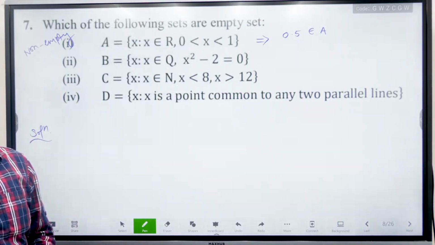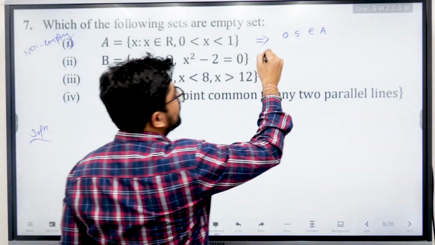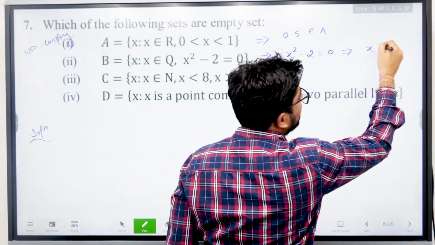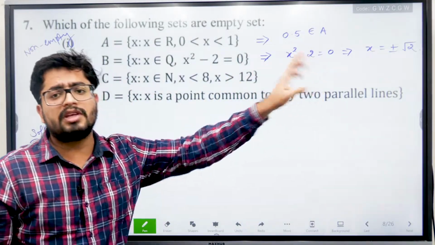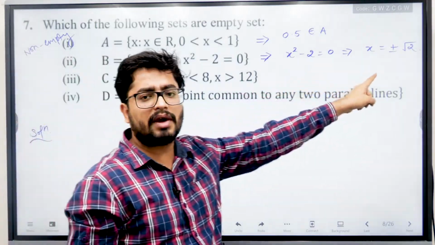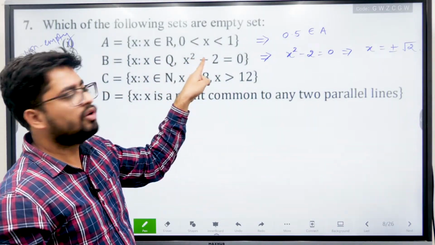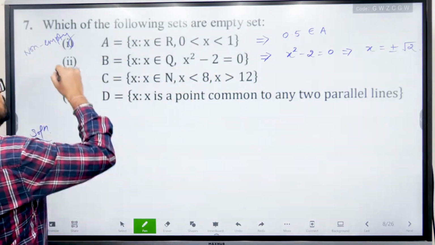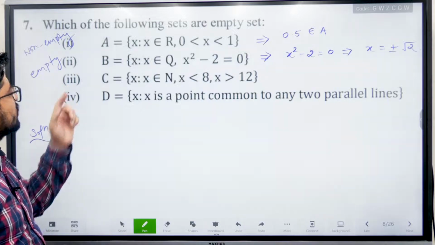X such that x belongs to Q, which stands for rational numbers, and x square minus 2 is equal to 0. When you simplify this equation, x square minus 2 is equal to 0, so x is equal to plus minus root 2. But that is not a rational number, that is an irrational number. Root 2 and minus root 2 both are irrational numbers. So there does not exist any rational for which x square minus 2 is 0, so there does not exist any element in this set. So this is an empty set. Second one is your empty set. Got it? Now for the next one.